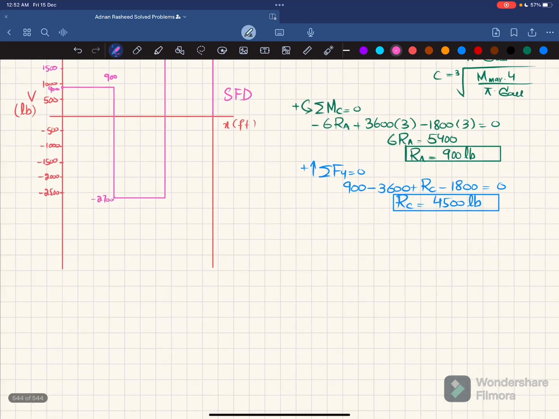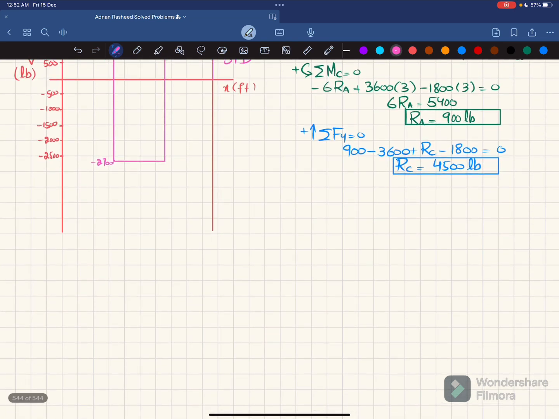Now we'll draw the bending moment diagram. For that, again I draw a horizontal line to show X in feet, and on the y-axis we have the bending moment in units of pound into feet. Let one division be 1500, so 1500, this will be 3000. Similarly, minus 1500, minus 3000, minus 4500, and minus 6000. And at X equal to 0, the moment will be equal to 0.